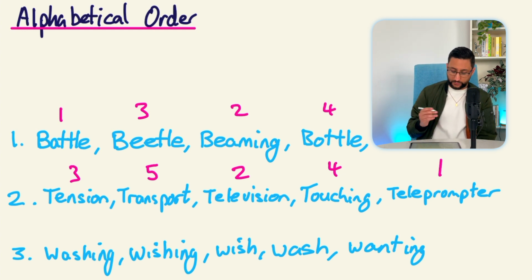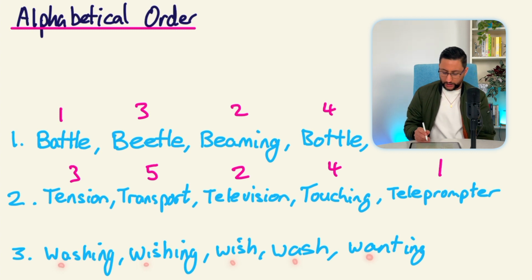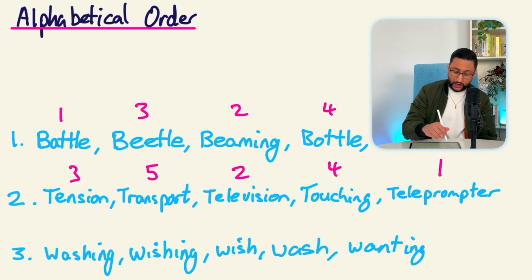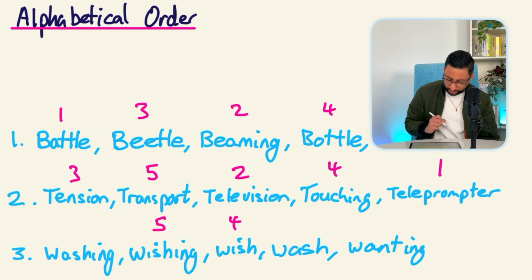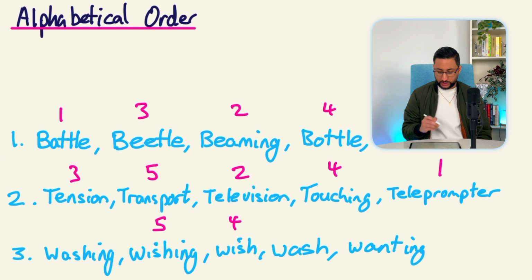So they all begin with W. Position number 2, we have A, I, and A. I'm going to start with the I's. I know they're going to come after the A's. And like we said, I know wishing is going to be after wish. So I can immediately say that wishing is 5th and wish is 4th. Now it's a question of washing, wash and wanting.